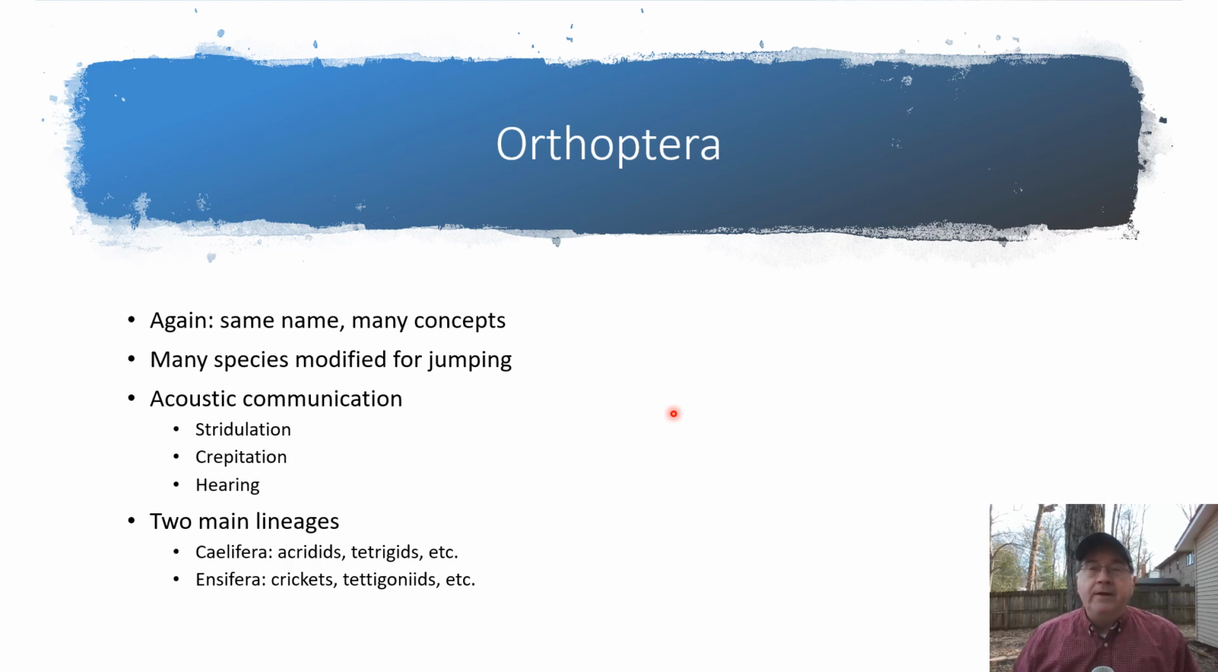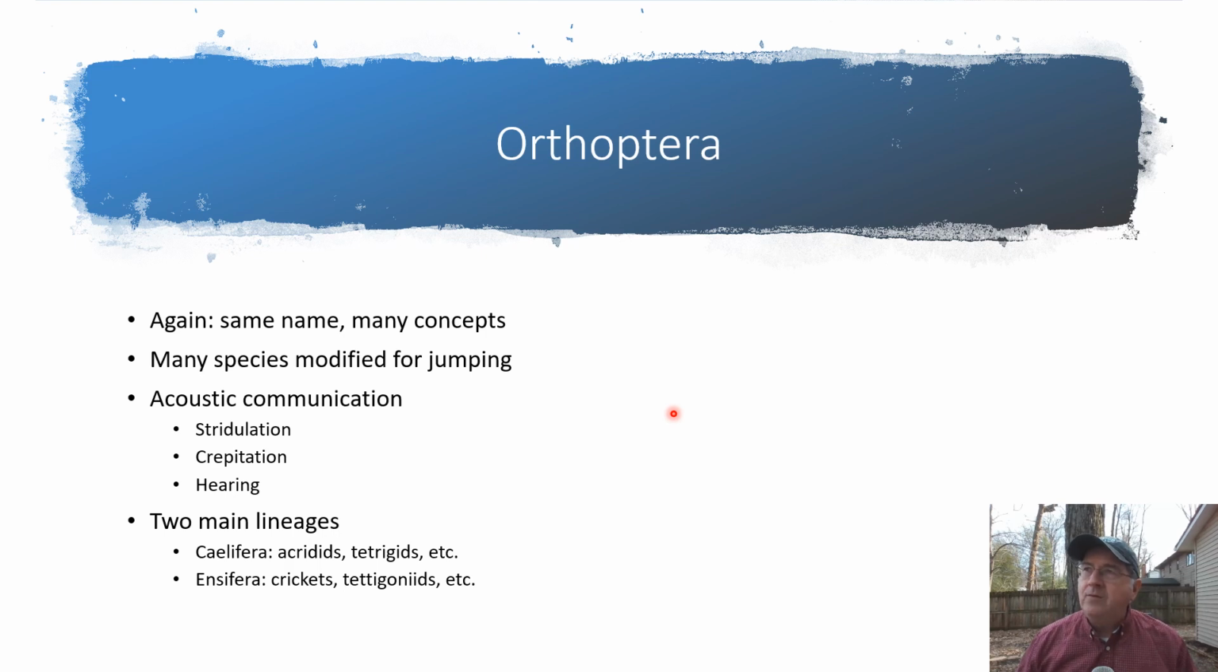Another place where you get stridulatory organs in the Orthoptera is on the combination of the hind legs and the wings. So in a classic example, a Melanoplus grasshopper, they will have on the enlarged hind femur a series of pegs that they scrape by rubbing their legs against the edge of the wings, and by rubbing against the raised veins on the forewing, they generate a sound.